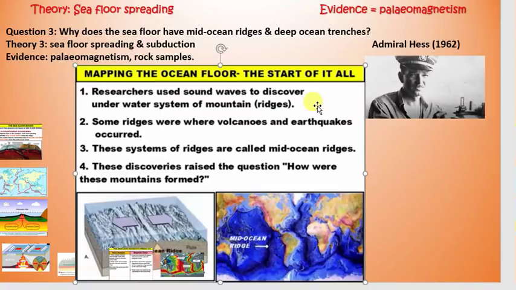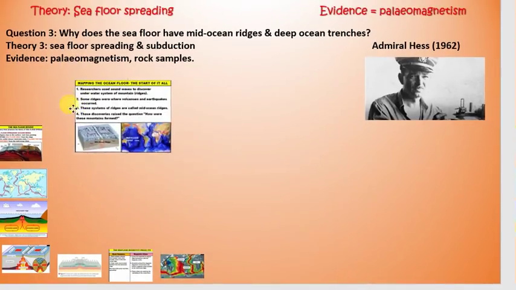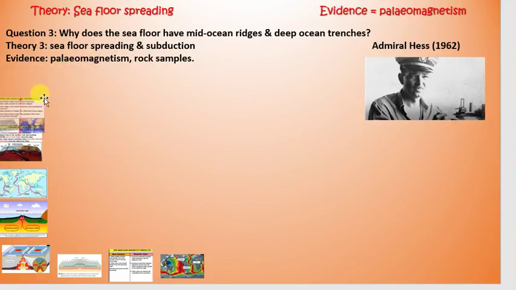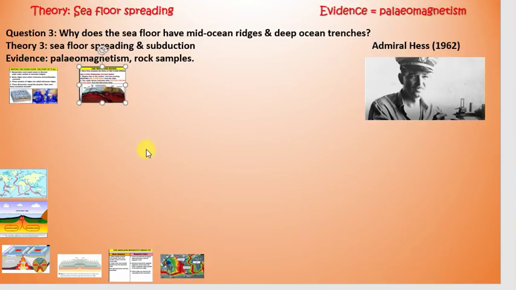All right, and they realised that, well, number one, we've got mountains and trenches, and at the ridges, or at the mid-ocean ridges, we tend to find volcanoes and earthquakes. Yeah, they call these ridges mid-ocean ridges because they're in the middle of the ocean. Surprise, surprise. So it asked another question, kind of, what is causing these ocean ridges and trenches, these landforms, to actually be there?